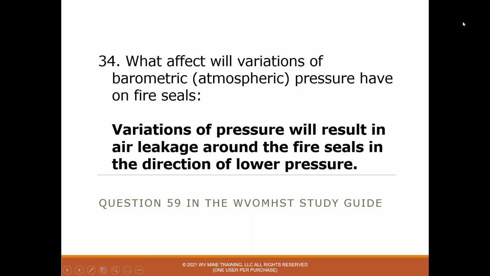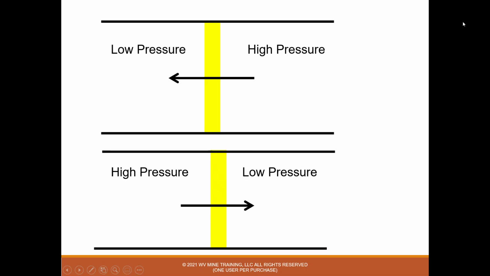Question 34, what effect will variations of barometric pressure have on fire seals? So the barometric pressure is the atmospheric pressure, and the answer is variations of pressure will result in air leakage around the fire seals in the direction of lower pressure. So we know from our previous studies that air flows from high pressure to low pressure. So the seal is the yellow line here, and wherever the high pressure side of the seals is, it will leak that direction.